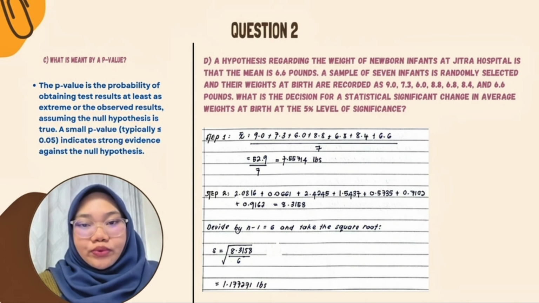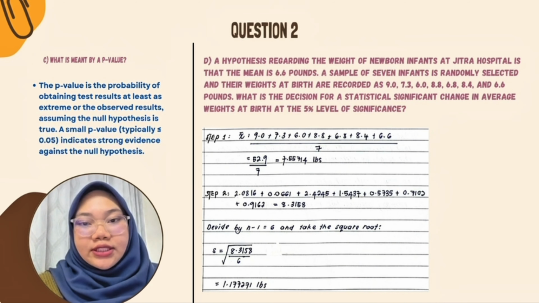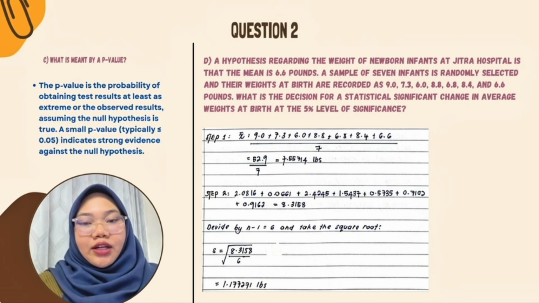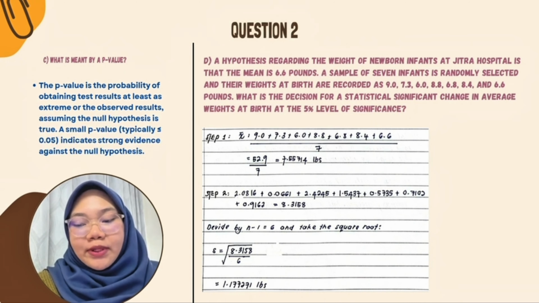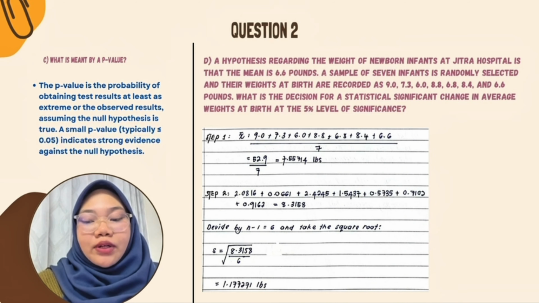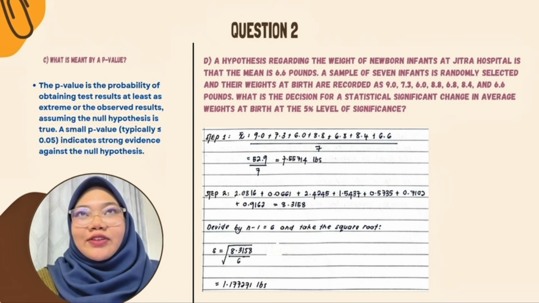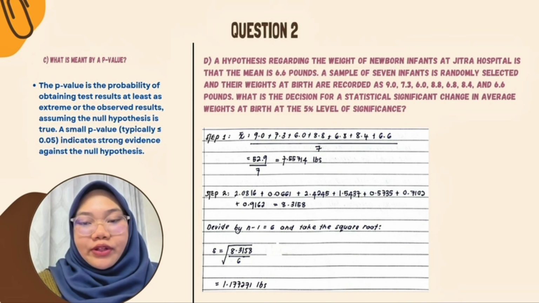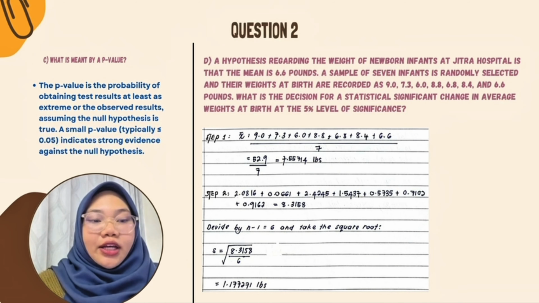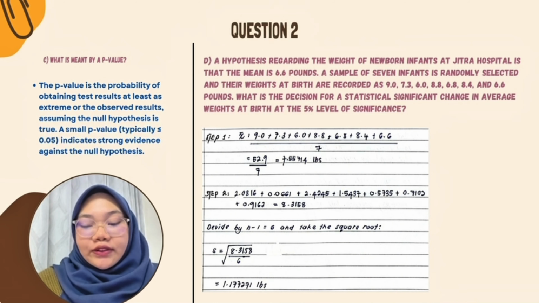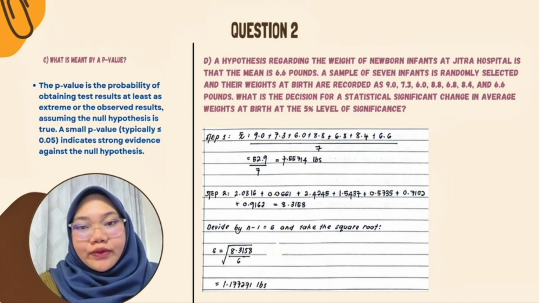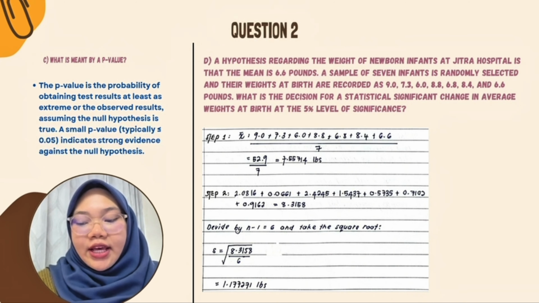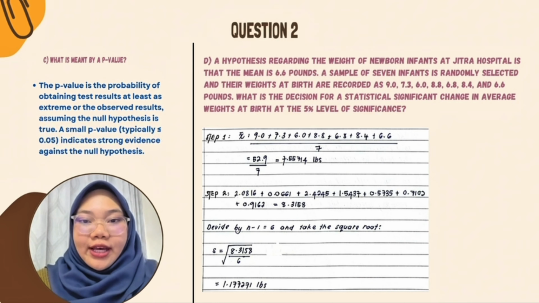Before we jump into step 2, you need to calculate each value from 9.0 until 6.6 minus 7.55714, and then squared. Then you get 2.0816 plus 0.0661 plus 2.4245 plus 1.5437 plus 0.5735 plus 0.7102 plus 0.9162, which equals 8.3158. After that, it is divided by n minus 1, which equals 6, and take the square root. So you get s equals the square root of 8.3158 divided by 6, which is 1.177271 lbs.